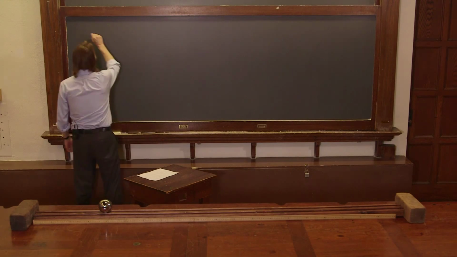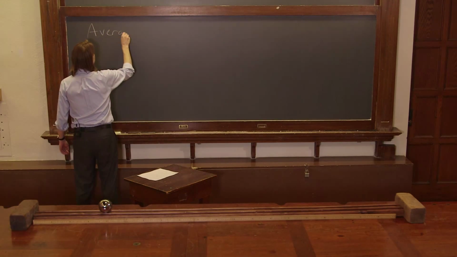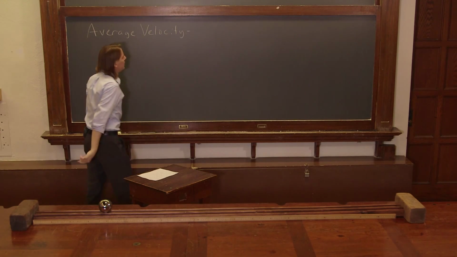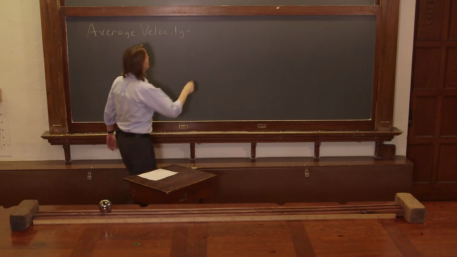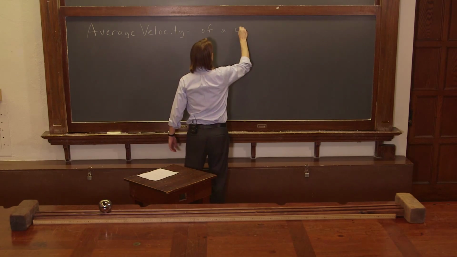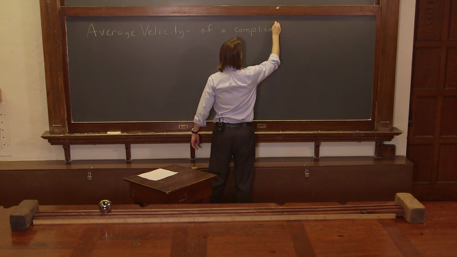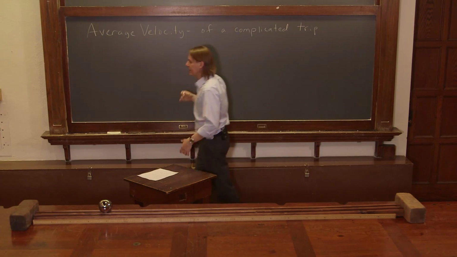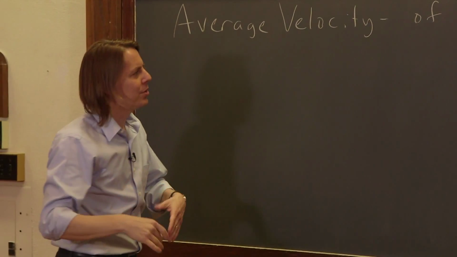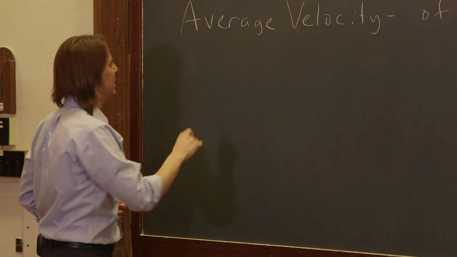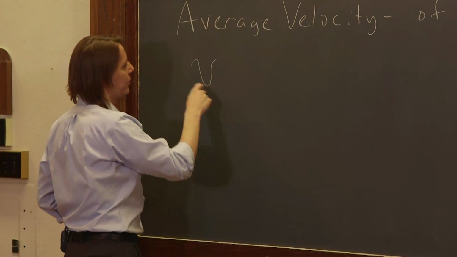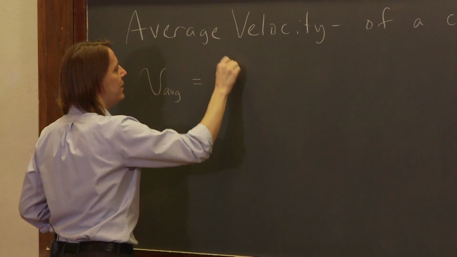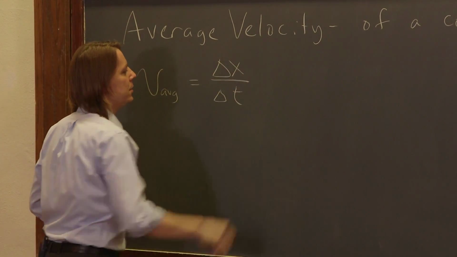Now let's look at average velocity. Average velocity, you use it to describe a complicated trip. We told you what velocity is, essentially. Now we're going to get a little more specific: average velocity. Let's define it mathematically first. There's our script v, avg for average, and then it's delta x over delta t.